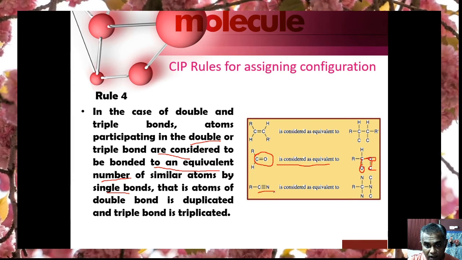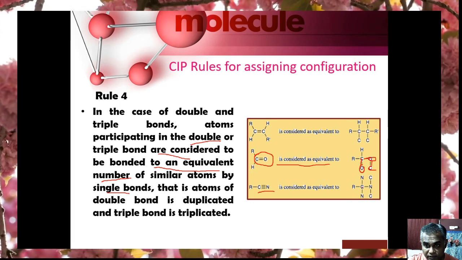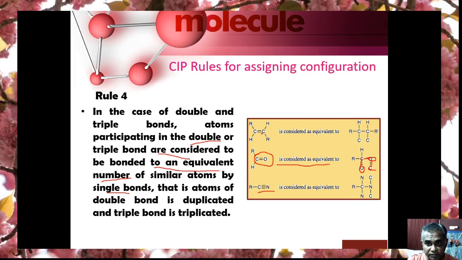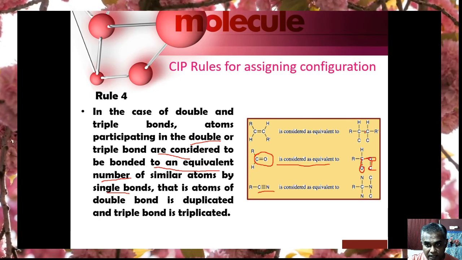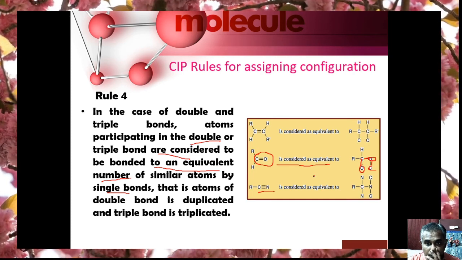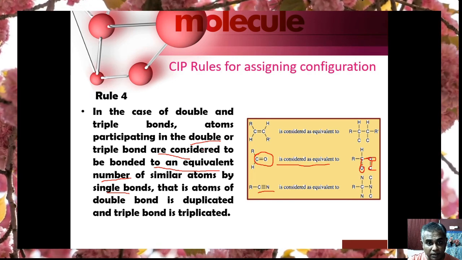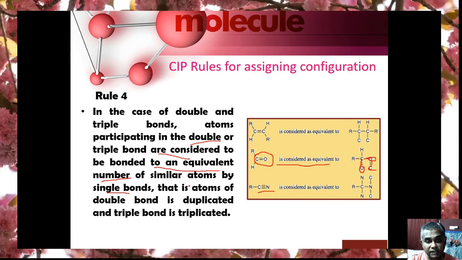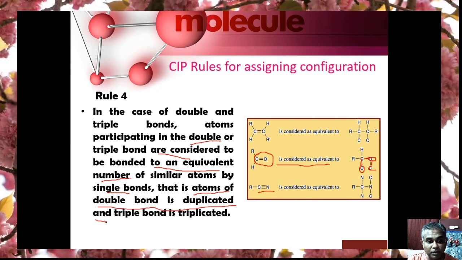Similarly, in the case of our C triple bond N cyano group, we have to see that carbon is attached with 3 nitrogens and one of the nitrogens is attached with 2 carbons. In the case of double bonds, we have to see that each carbon is attached with 2 other carbons. We have to ensure that. Okay, so this is how we have to do the prioritizing: the atoms participating in the double or triple bond are considered to be an equivalent number of similar atoms by single bonds. That is, atoms of a double bond are duplicated and atoms of a triple bond are triplicated.